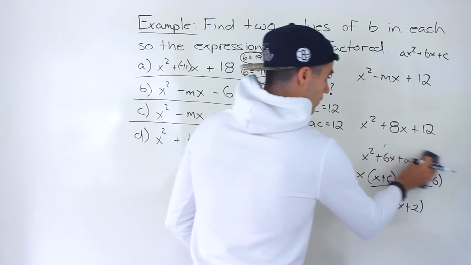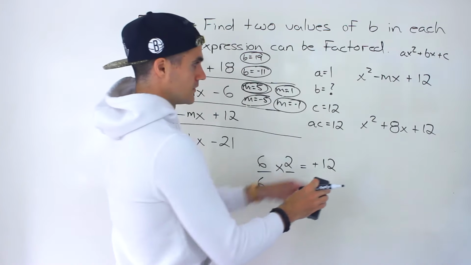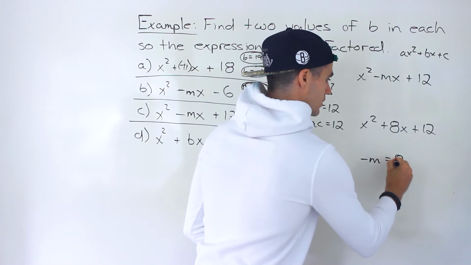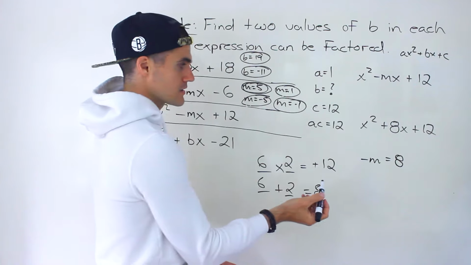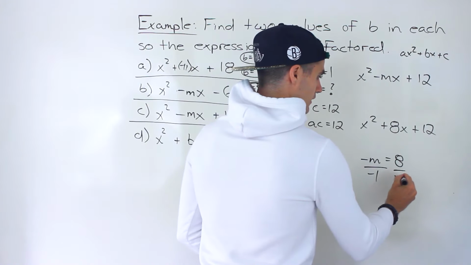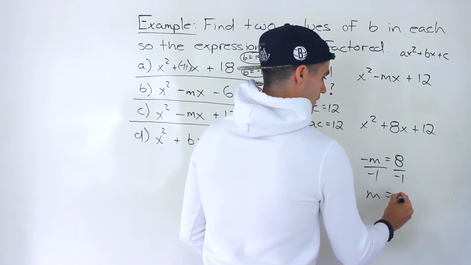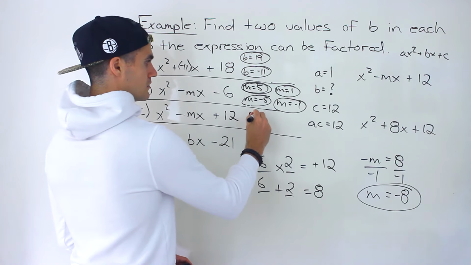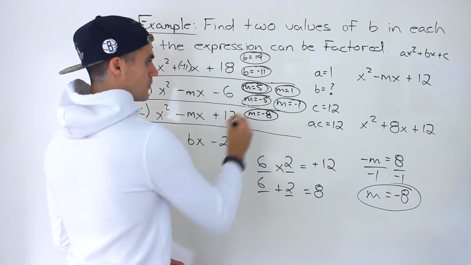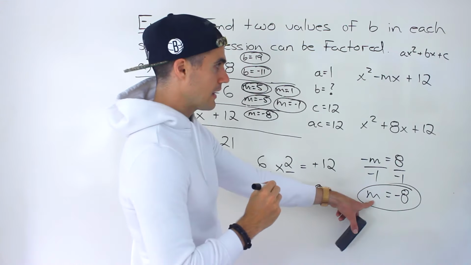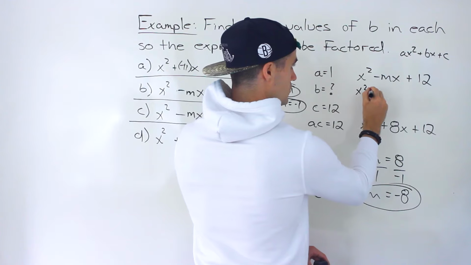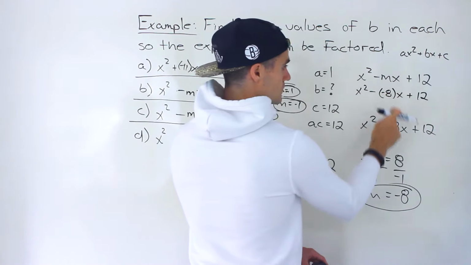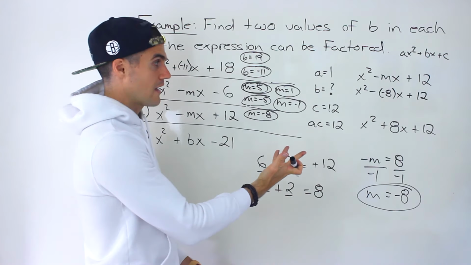Okay, so now going back, when is negative m equal to positive 8? When do we get a positive 8? Well, divide both sides by negative 1, and we'd end up with m equaling negative 8. So that's actually one of the combinations that works, because if we plug in negative 8 over here, we'd end up with x squared minus negative 8x plus 12. Those two negatives turn into that positive.